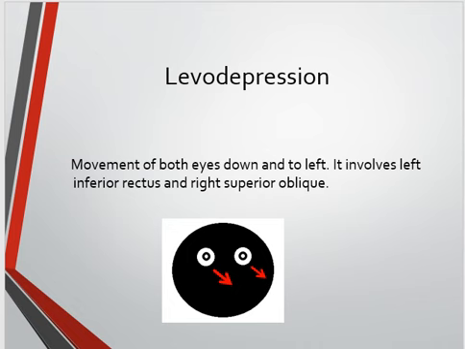Levodepression, that is movement of the eyes to the left and down. The muscles that are responsible are left inferior rectus, because the left eye is moving down in abducted position, whereas in the right eye, because it is moving towards the nose and down, it is right superior oblique.